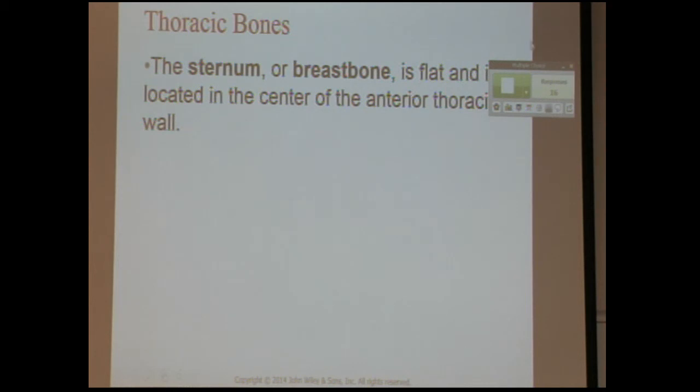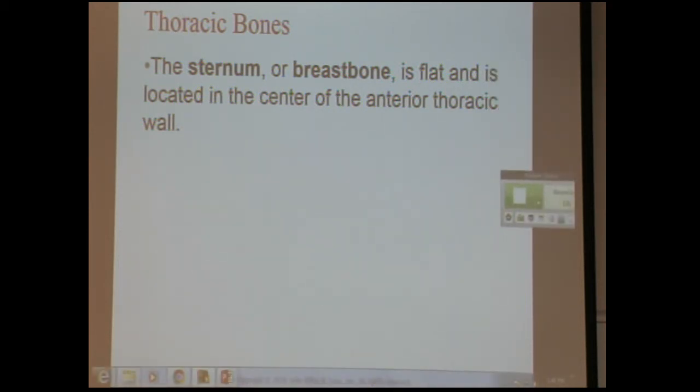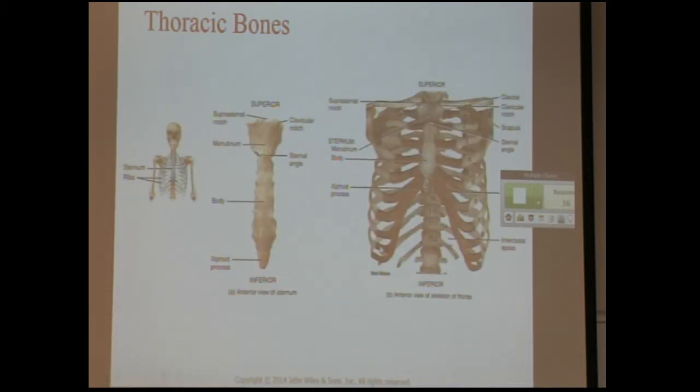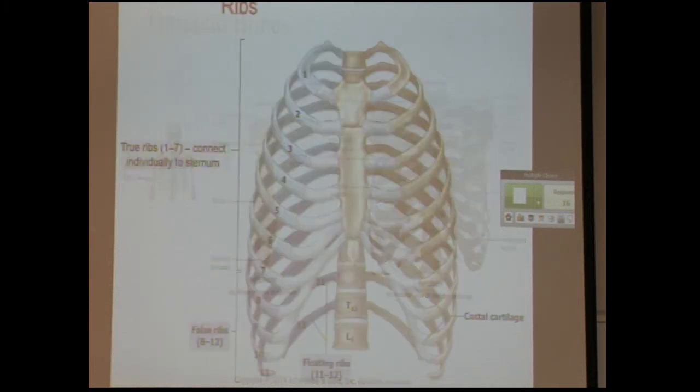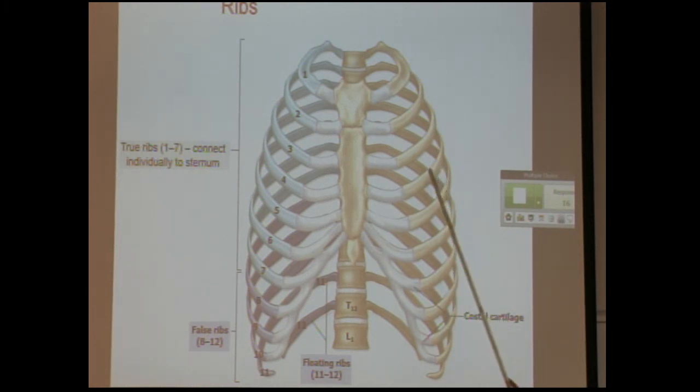All right, so the thoracic bones. Everybody knows where your sternum is, right? Right there in the middle. So your sternum, that's where your ribs come around and attach. So you can see that right there. And zooming in a little bit, obviously your ribs are connected to your vertebrae in the back.